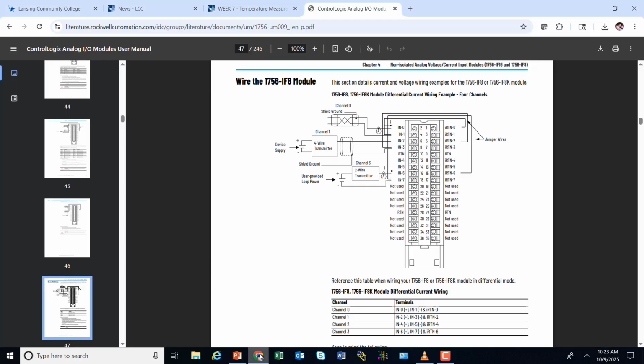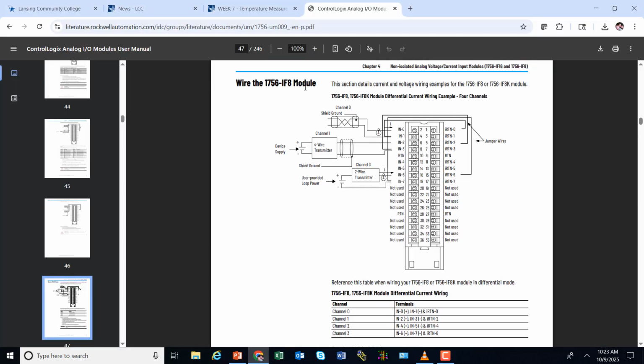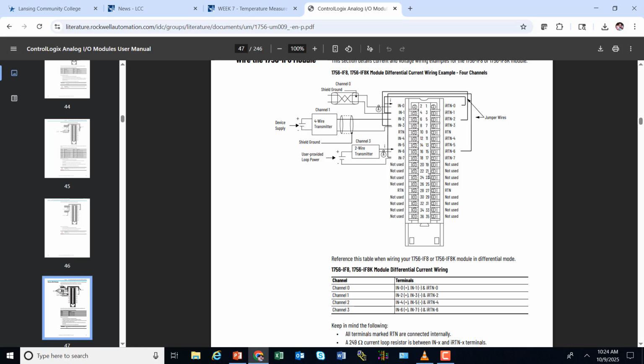And then, sure enough, you're probably going to have to go out and get the 1756 IF module and take a look at how to wire this in and be sure the card is set for backplane sourcing or external sourcing and all this kind of stuff. So we're just going to add another item here into this.